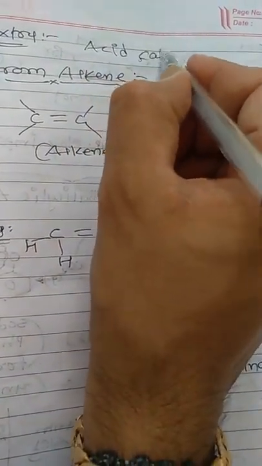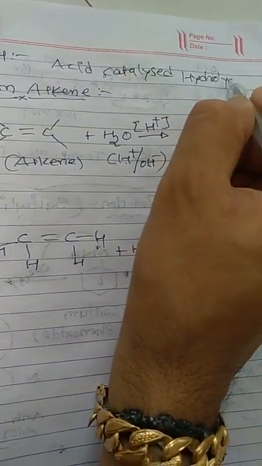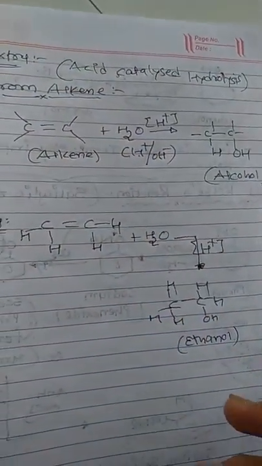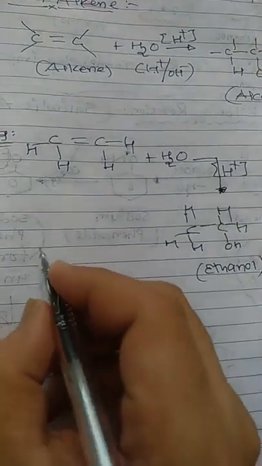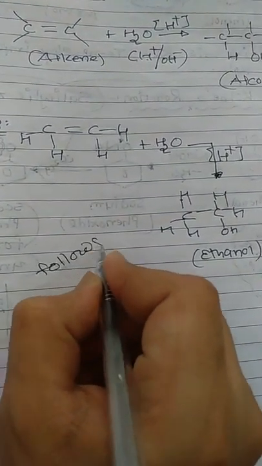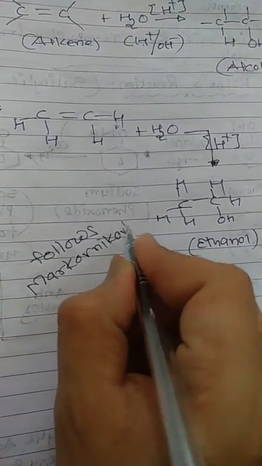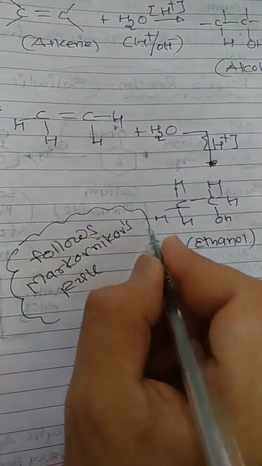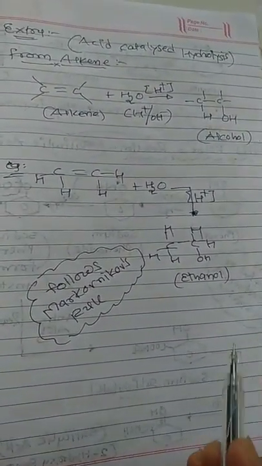So this method is called acid catalyzed hydrolysis, which follows Markovnikov's rule. So we have to write that it follows Markovnikov's rule, which we discussed earlier in great detail. By this method we can manufacture alcohol in the laboratory.